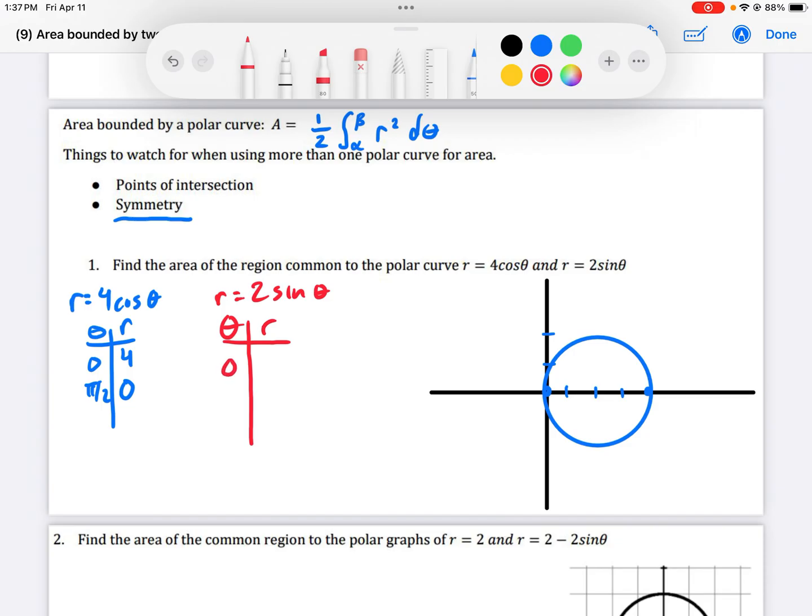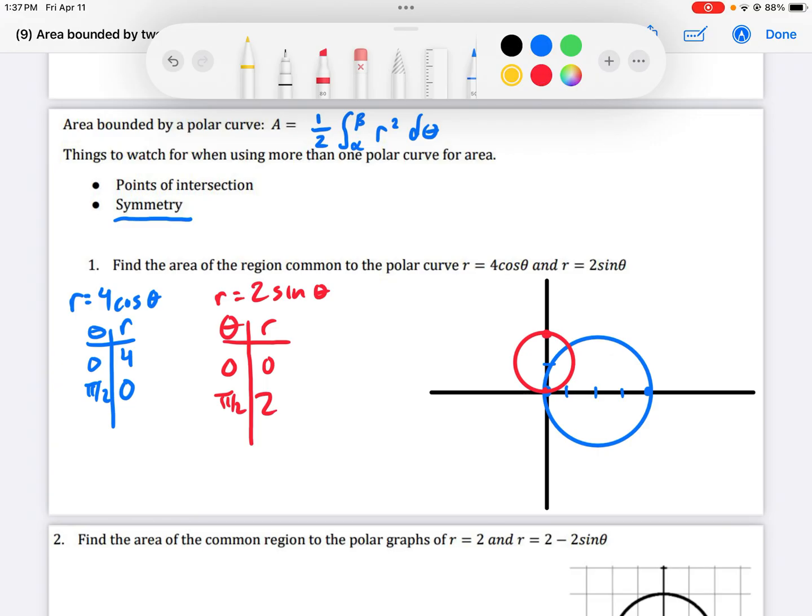If I plug in 0, 2 times sine of 0 is just 0, so the radius is 0 at theta 0. But if I plug in pi over 2, sine of pi over 2 is 1, then 1 times 2 would be 2, so I get that point. This one is a circle with radius 1, and it looks kind of like that. If you plot this in your calculator, make sure you're in polar mode. You see this picture.